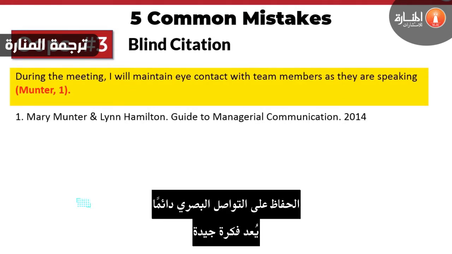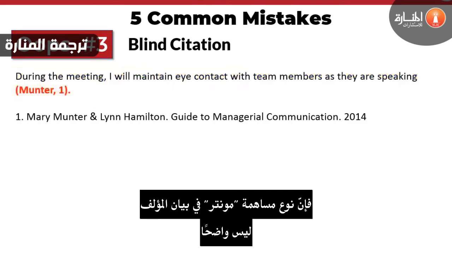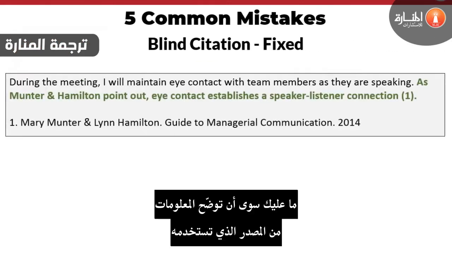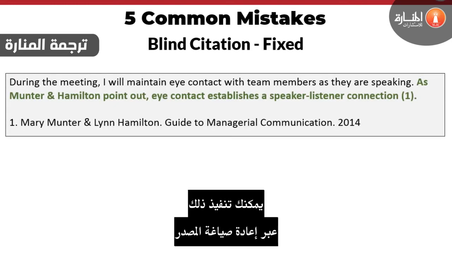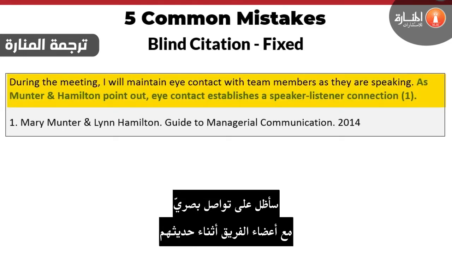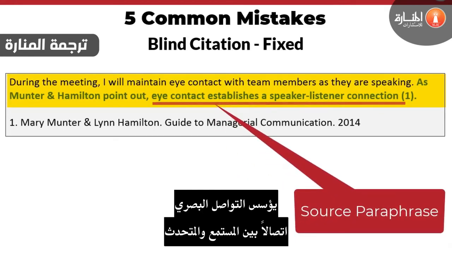Well, maintaining eye contact is always a good idea. However, it's not clear what contribution Munter made to the author's statement. To correct a blind citation, simply clarify what information from the source it is that you're using. You can do this with a paraphrase of the source. During the meeting, I will maintain eye contact with team members as they are speaking. As Munter and Hamilton point out, eye contact establishes a speaker-listener connection.